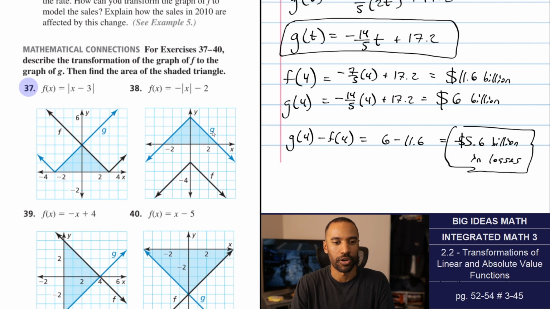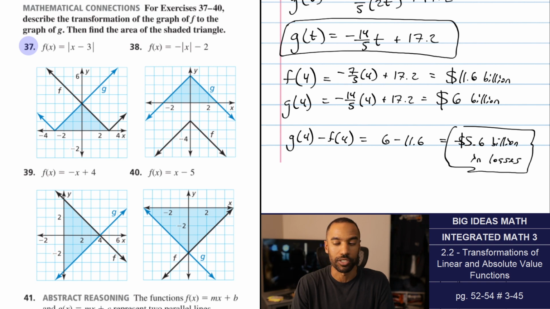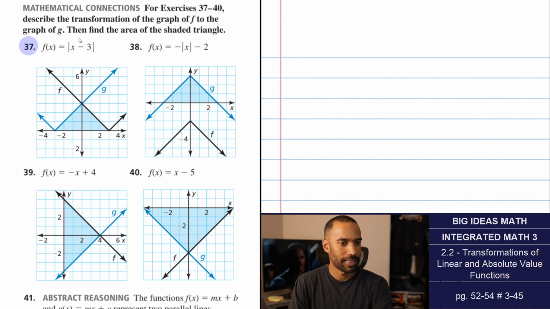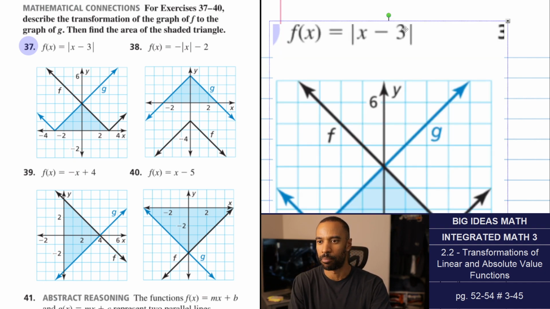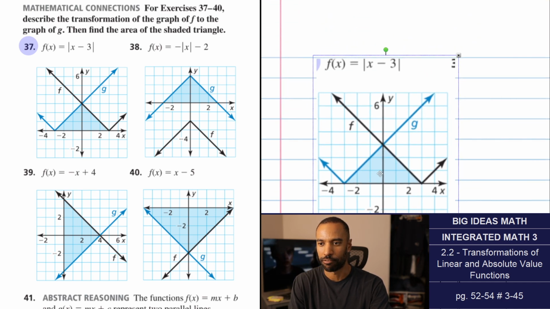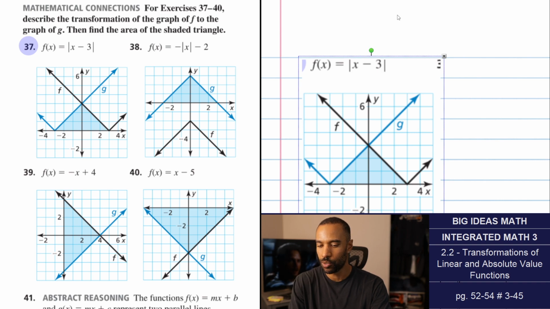Numbers 37 to 40 describe the transformation of the graph of f to the graph of g, then find the area of the shaded triangle. Well, because I got to find the area of the triangle, I'm going to go ahead and copy and paste this so I can talk about numbers. I don't know what the shading has to do with it besides that. I think they're just having fun with you in the problem, but let's do it.